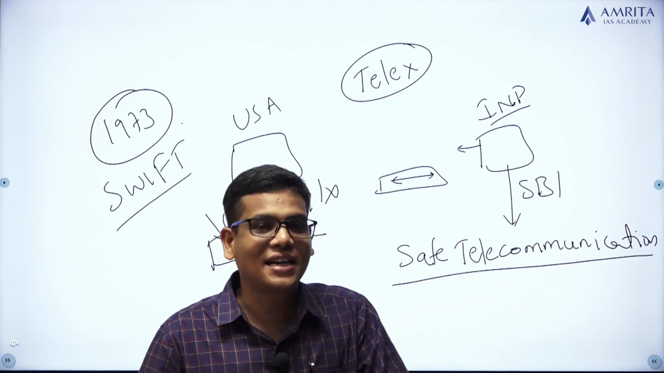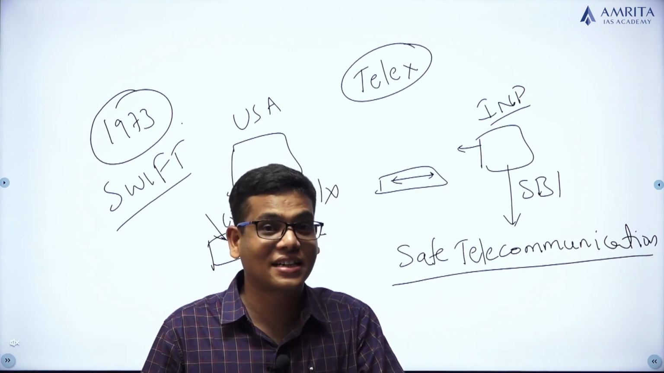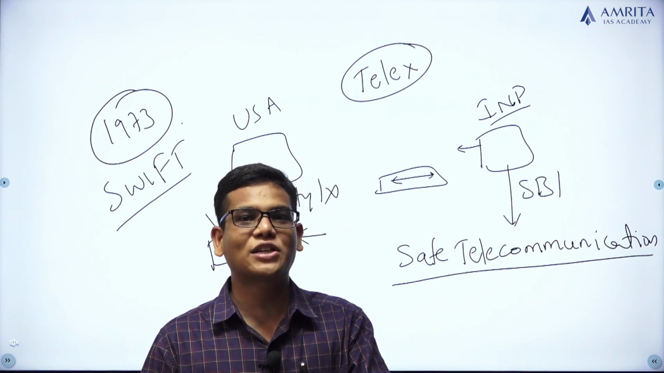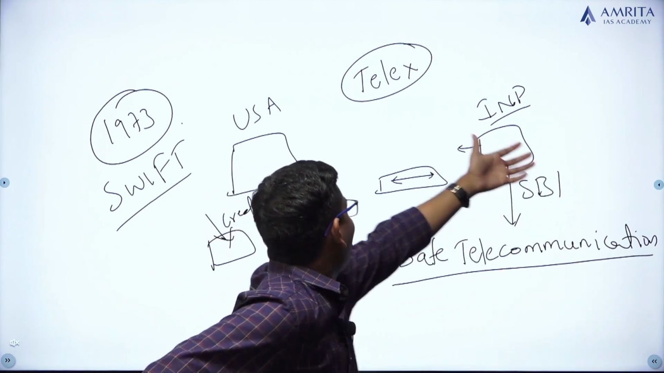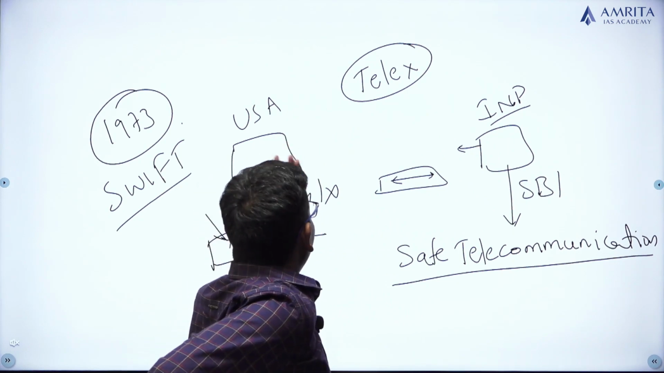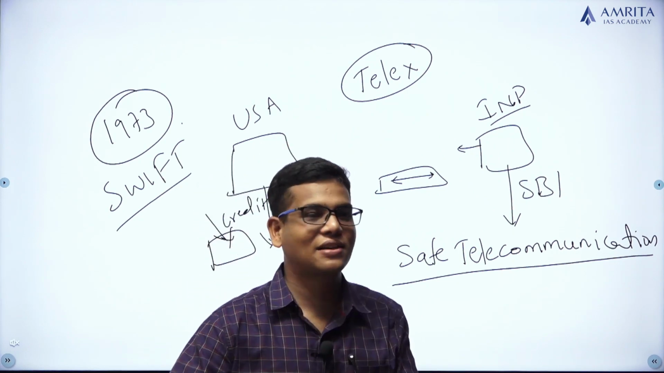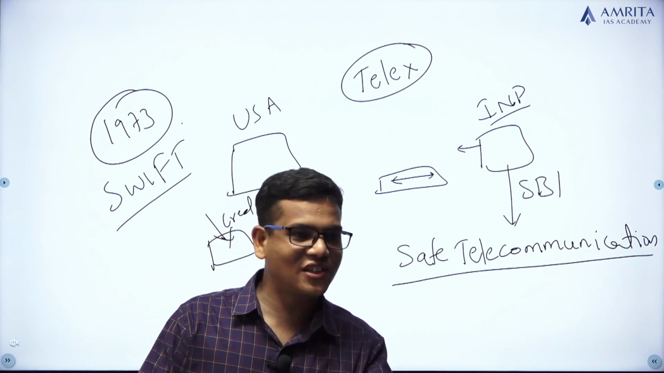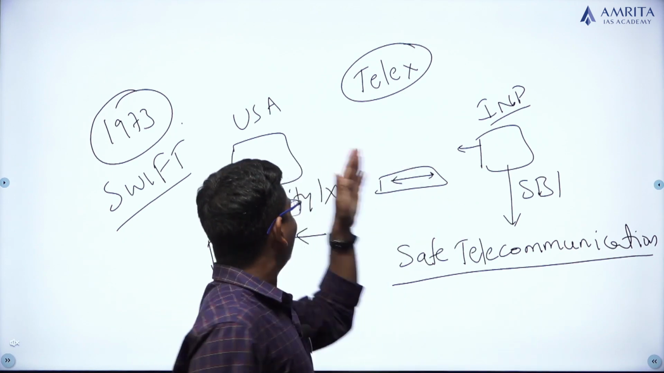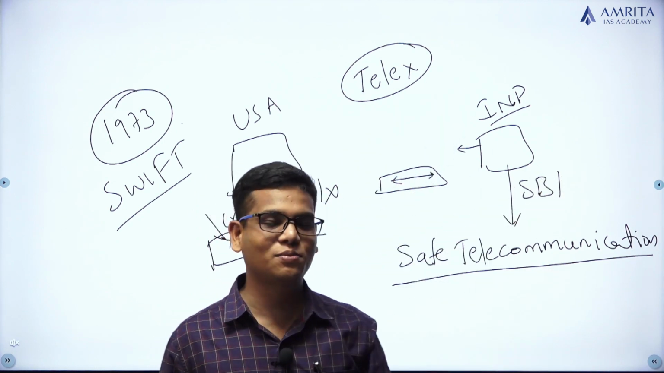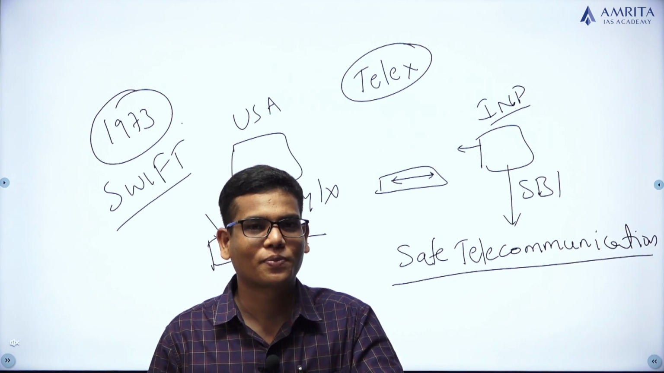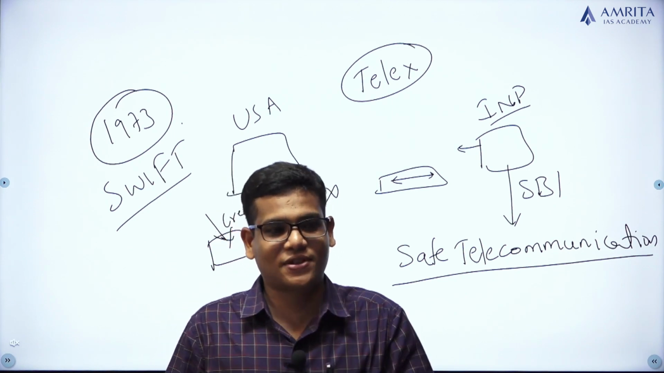So SWIFT is not dealing with any financial transaction here. It is only sending the telecommunication. And it's in no way responsible: suppose this bank is unable to transfer the money physically to the bank in the United States of America, SWIFT is not liable for that, because SWIFT is just sending a message, and ultimately these banks will lose confidence in this bank and they won't take any transaction from it next time. So this is what SWIFT is.